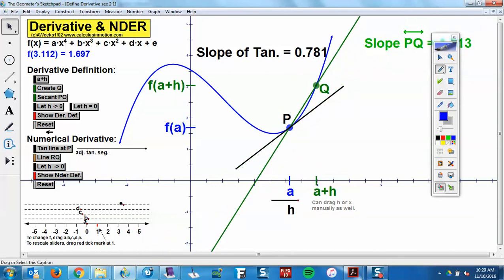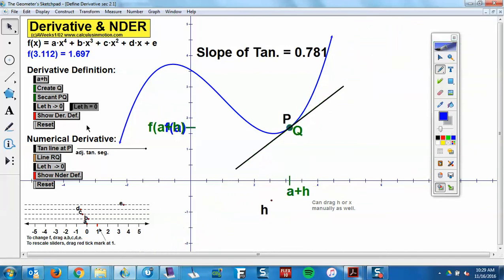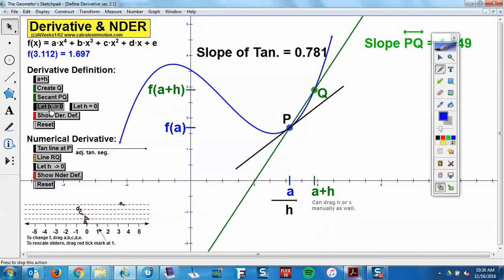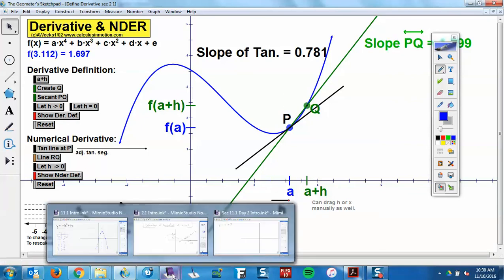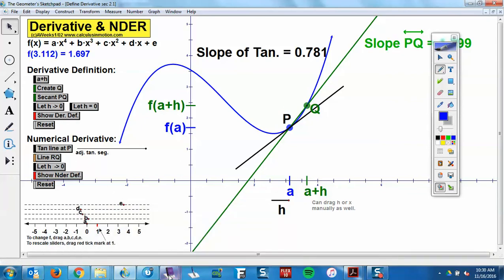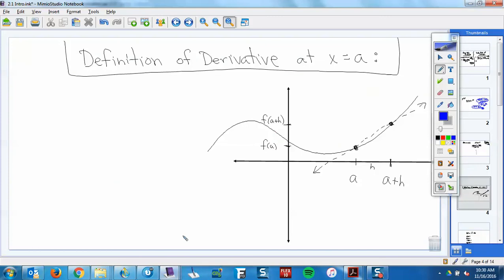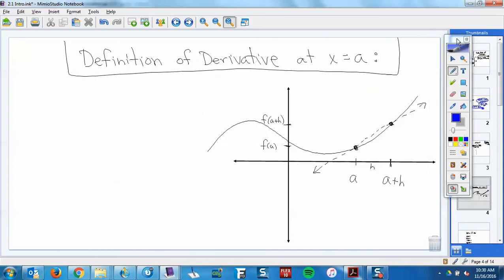All right, and then I can let this move back and forth. All right, so what does this look like? Well, we need what's called the limit. So go ahead and sketch this in your notes if you want here.